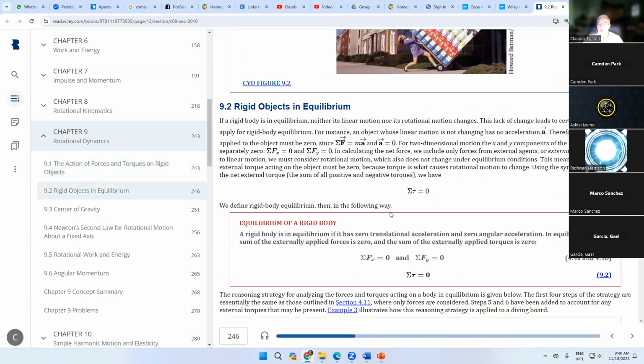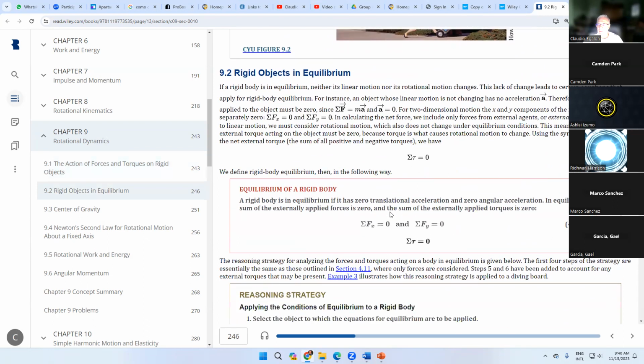Here is the condition of rigid objects in equilibrium: net torque equal to 0, net force equal to 0.